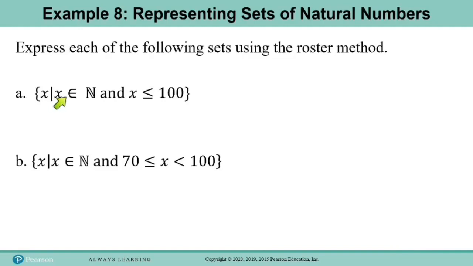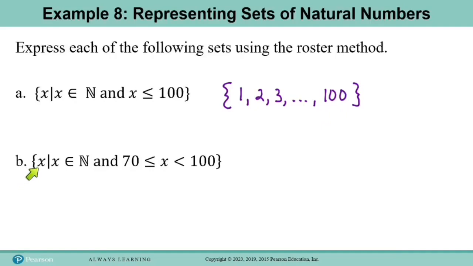So X is an element of the natural numbers. We know the smallest natural number is 1. So we will say that this set includes 1, 2, 3, and then it includes all of the natural numbers that are less than or equal to 100. But I don't want to write all those numbers, so now we'll put ellipses. We do need to put the final element to show that the set stops there, and then we put the closing curly brace to finish the set.